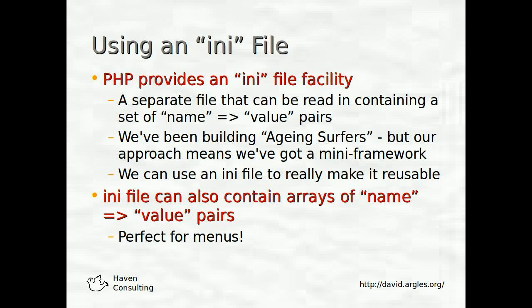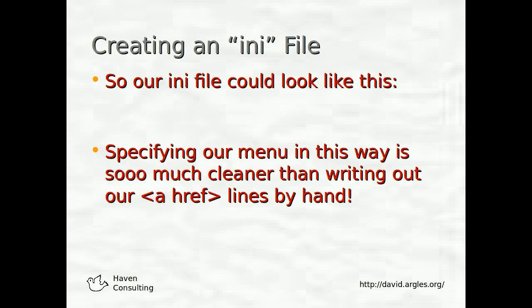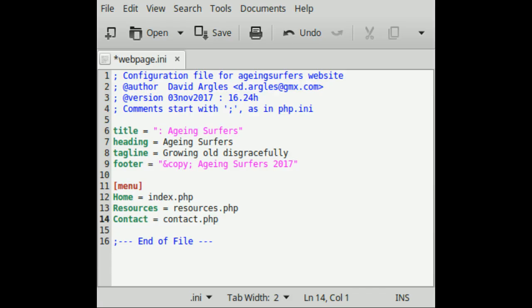However, our ini file doesn't just have to contain name pointing to value pairs, it can also contain an array of name pointing to value pairs, and this will be brilliant for our menus. So let's look at our ini file first. Our ini file could look like this.